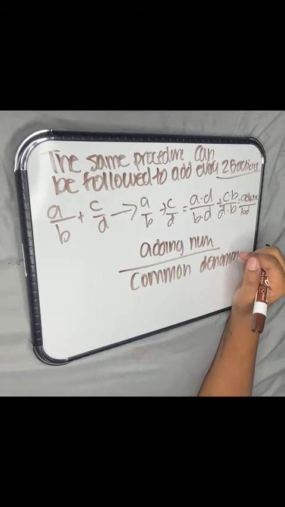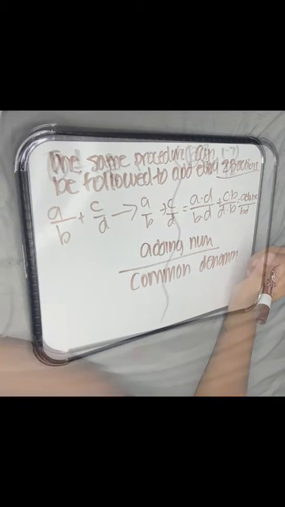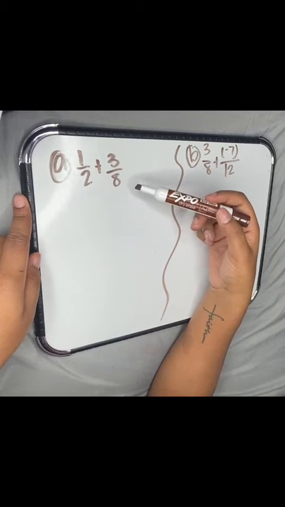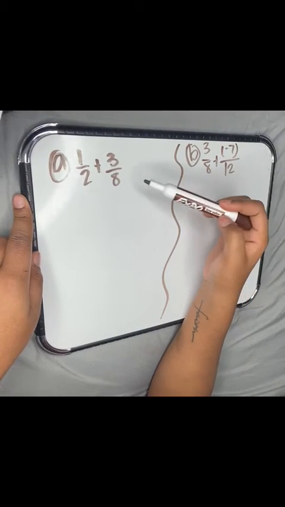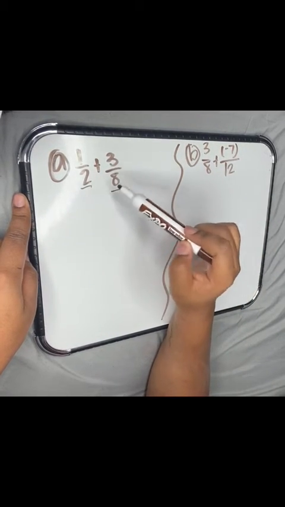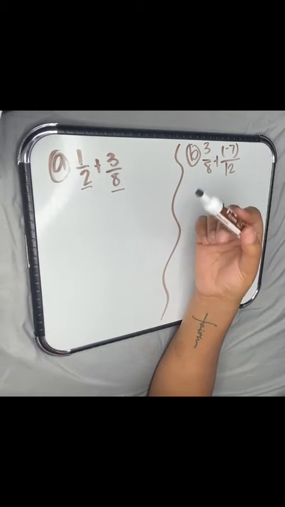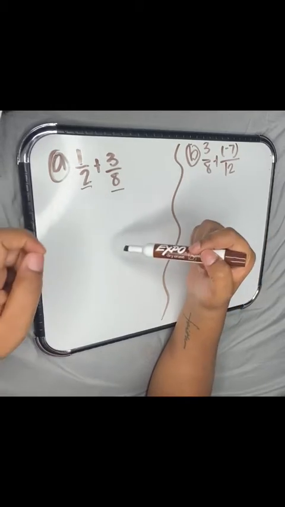And that is after you find the common denominator. Okay, so now we're doing some examples. For the first example, we have 1/2 plus 3/8. So we need to get these to have common denominators. If 1/2 is 1/2, then we know 4 is half of 8, which makes 4/8 also 1/2.